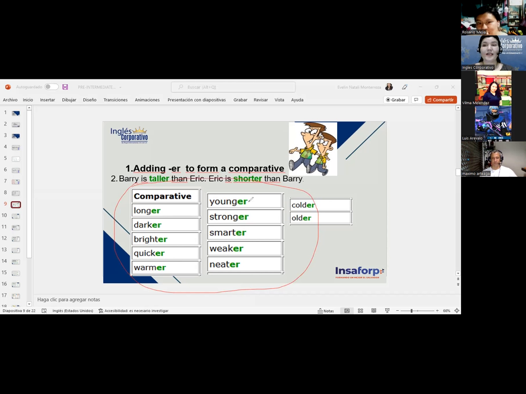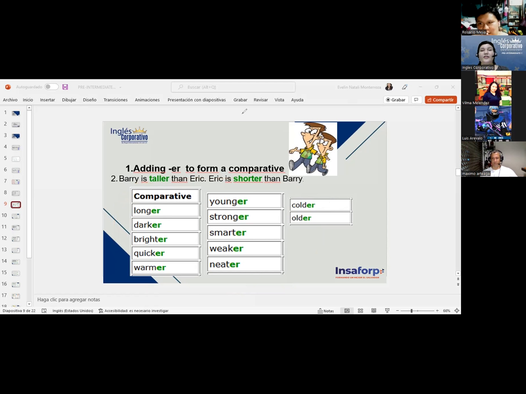Young. Younger. Good. Stronger. Smart. Smarter. Weaker. Neater. It's very organized. Neat. Neater. And we have? Colder. And older.